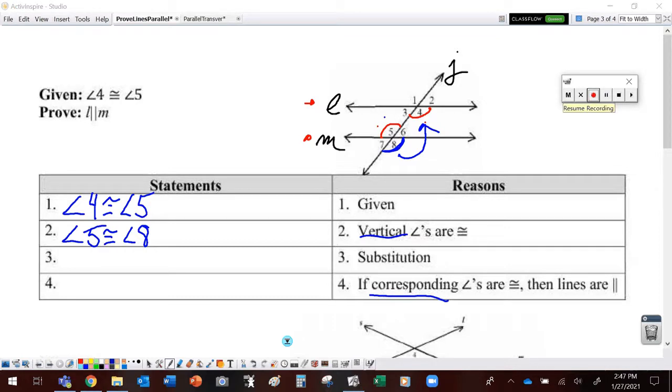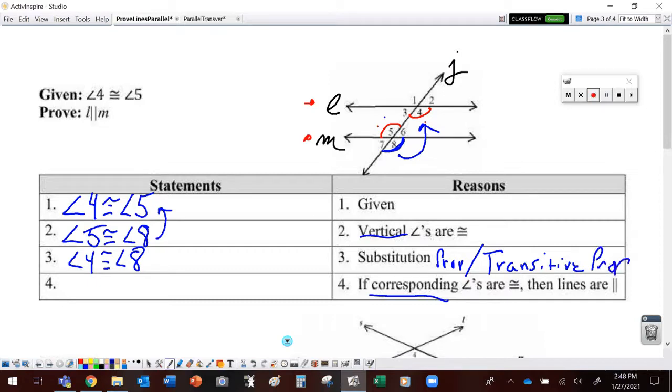Now, we're going to take this angle 8 and substitute it in place of this angle 5. We'll say angle 4 is congruent to angle 8. And we say substitution property, or we could say that this is the transitive property. In fact, the transitive property would be more accurate.